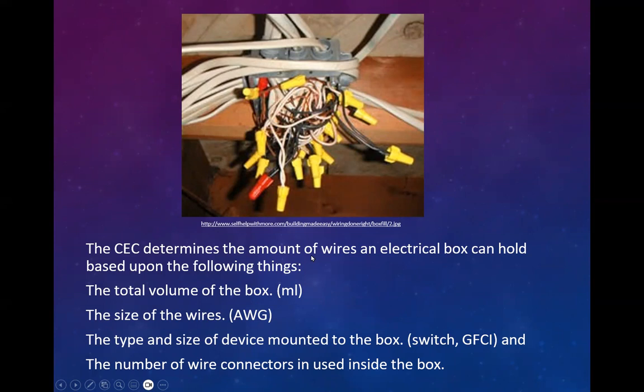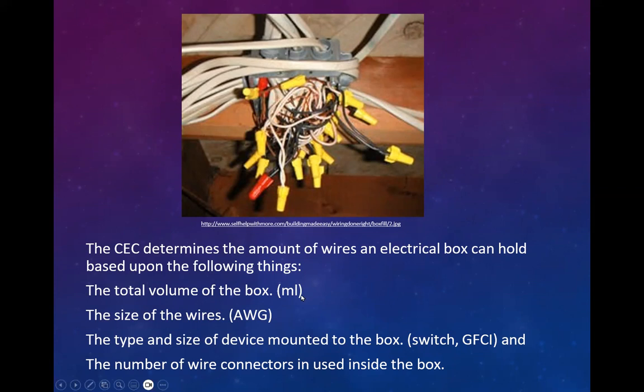At least in Canada. All right, so the CEC determines the amount of wires an electrical box can hold based upon the following criteria. One of them is the total volume of the box, and it's mentioned in milliliters. 1 milliliter is a liter divided by 1,000. So milliliters is the volume that is specified. It's a metric system because we are in Canada.